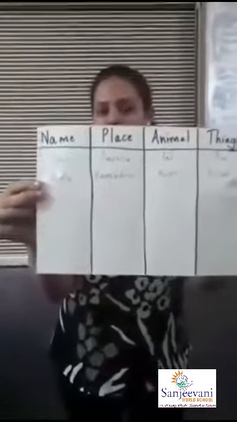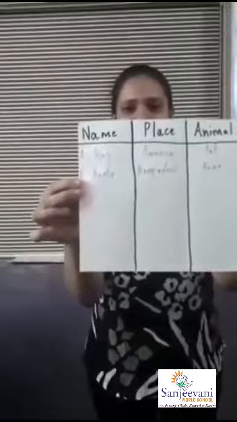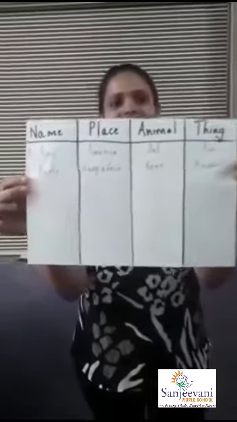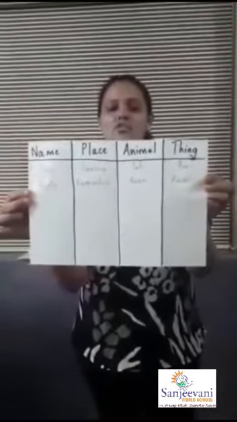I have just made this an example. A, the name of a person, name of a place, name of the animal and name of a thing. Letter B, name of a person, name, place, animal, thing. So, I have made for letter A and letter B. You will go on doing like that for all the letters till letter Z in an order.